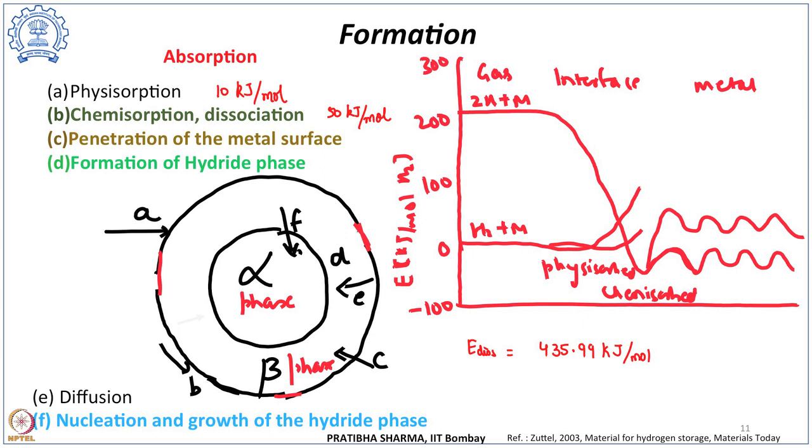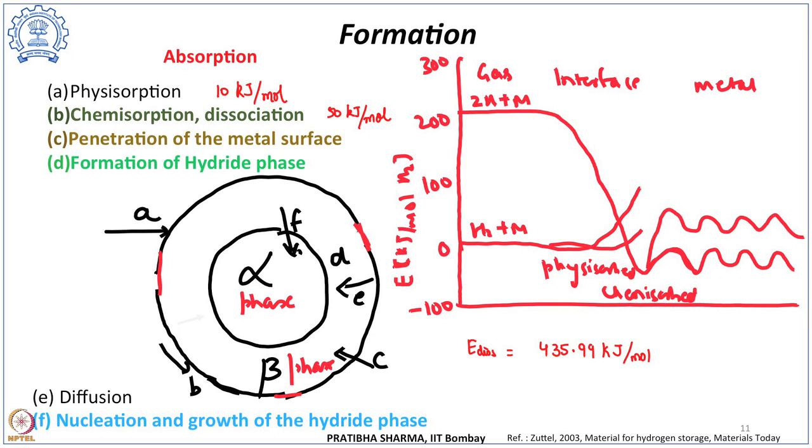Now, what happens on the surface of the metal is that the hydrogen, once it gets dissociated into hydrogen atoms, forms a bond with the surface atoms. Electron transfer or electron sharing occurs with the surface atoms, and then it gets chemisorbed onto the surface. This dissociation and chemisorption occurs at the surface, and usually the energy involved in the process is roughly around 50 kilojoule per mole.